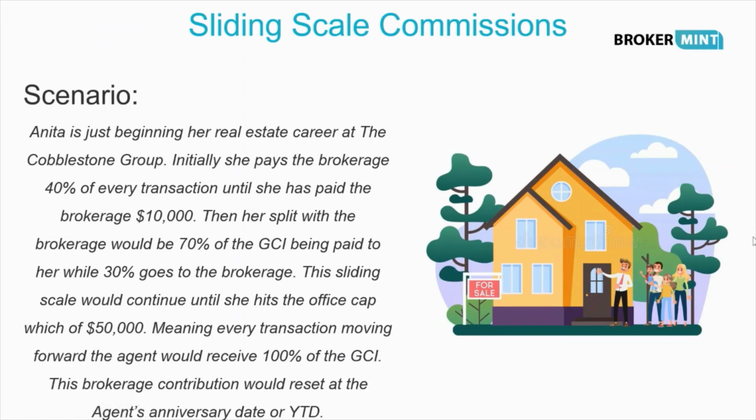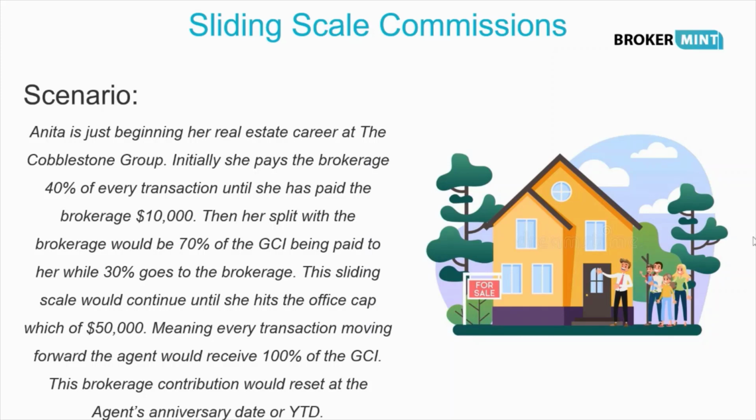Let's say that we have a new agent named Anita, and she's just beginning her real estate career at the Cobblestone Group. Initially, her split is that she will receive 60% of the commission and the brokerage will receive 40% of every transaction until she has paid the brokerage $10,000. Then, after $10,000 has been paid to the brokerage, her split will change. Now Anita will receive 70% of the commission while the brokerage will receive 30%.